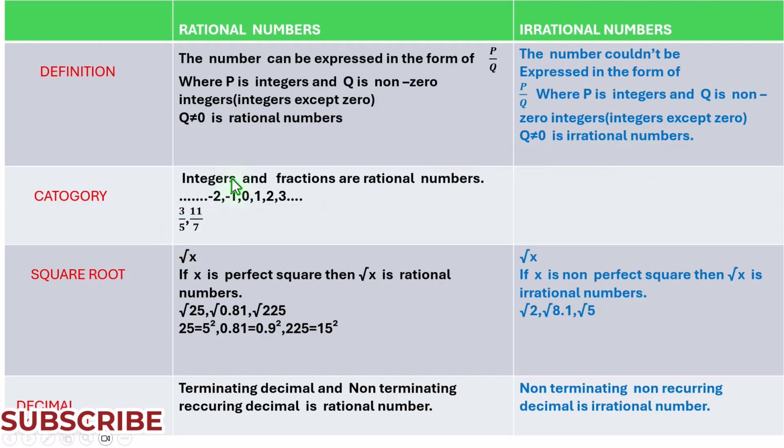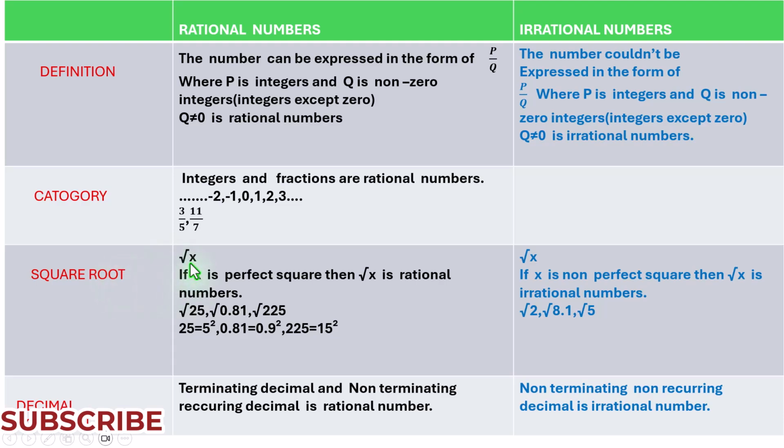Categories. Rational numbers are the collection of both integers and fractions. -2, -1, 0, 1, 2, 3 are rational numbers. Integers can be written in the form p upon q, where the denominator is 1, so q is equal to 1. So all integers, in the form p upon q, are rational numbers. Fractions, both proper fractions and improper fractions, are rational numbers.